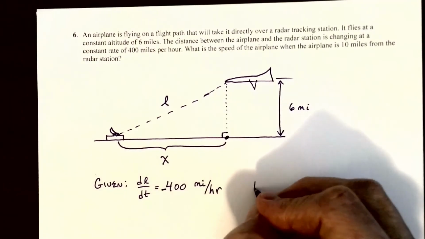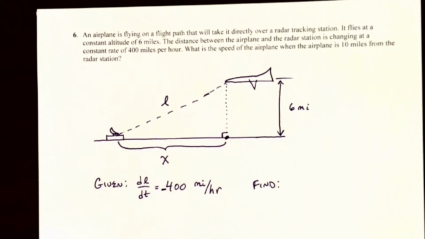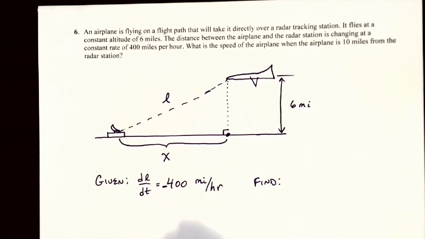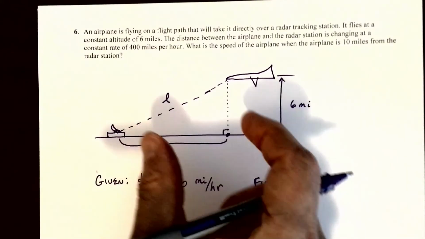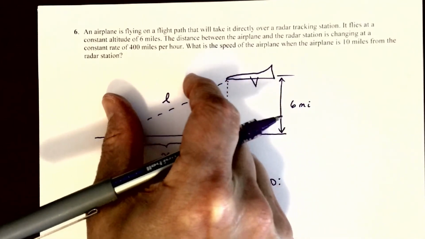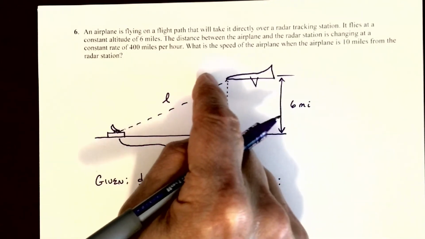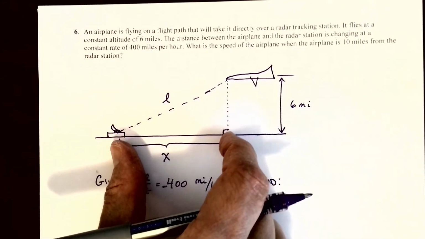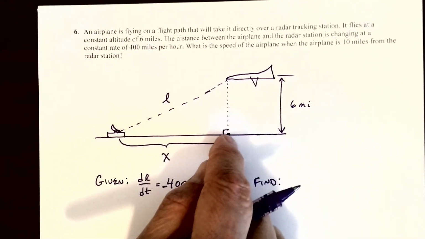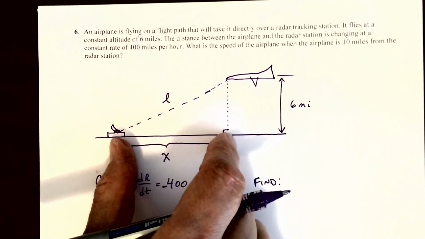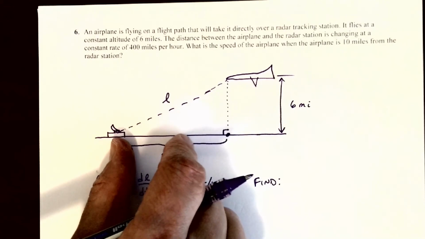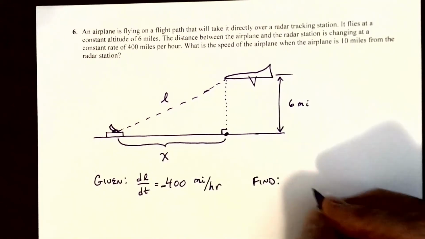What are we asked to find? What's the speed of the airplane? What's the rate of change of what? What's going to tell us the speed of the airplane? The answer is, as this airplane flies horizontally at that fixed altitude of 6 miles, this x length, the distance from the point on the ground beneath the nose of the aircraft to the radar station, that x is going to change at the same rate as the speed of the aircraft. So we're going to find dx dt.